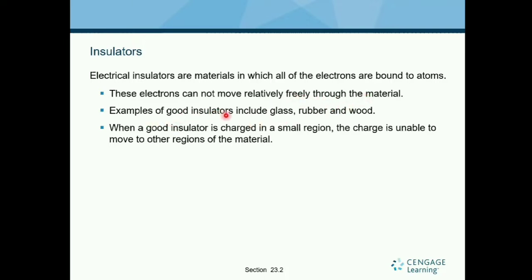Examples of good insulators include glass, rubber, and wood. When a good insulator is charged in a small region, the charge is unable to move to other regions of the material. So that material is insulated.